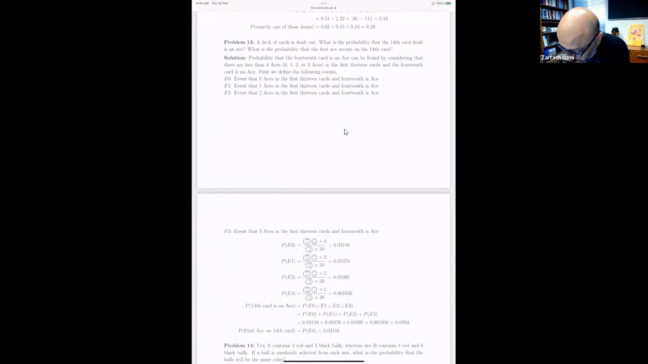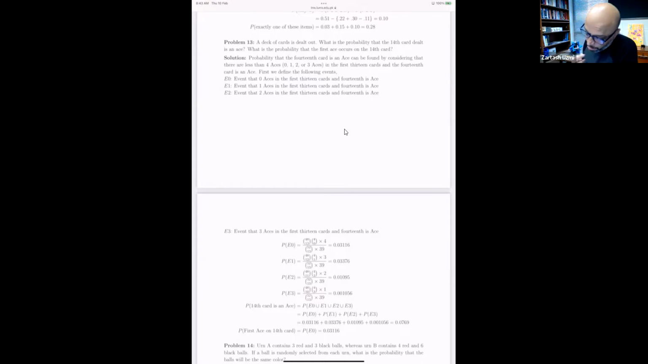So the 14th card is an ace. What is the probability that the first? Acha, so there are two parts to it. So you are interested in the first part, right? Yes. What is the probability that the 14th card dealt is an ace? The probability that the 14th card is an ace can be found by considering that there are fewer than 4 aces in the first 13 cards and the 14th card is an ace.